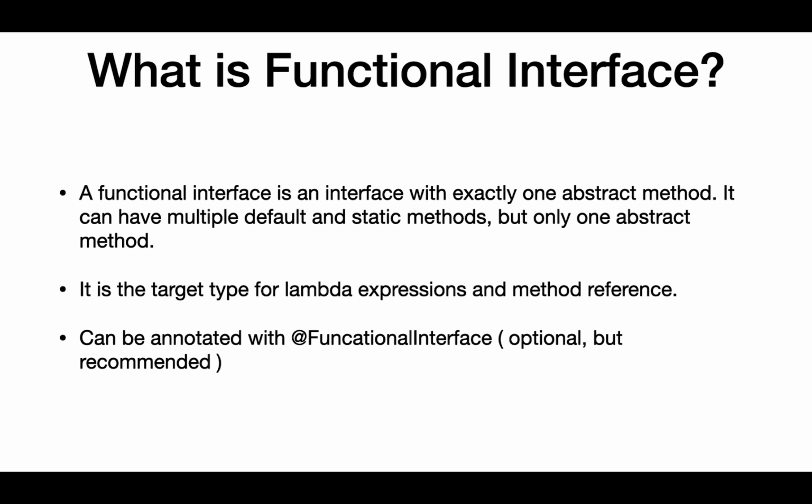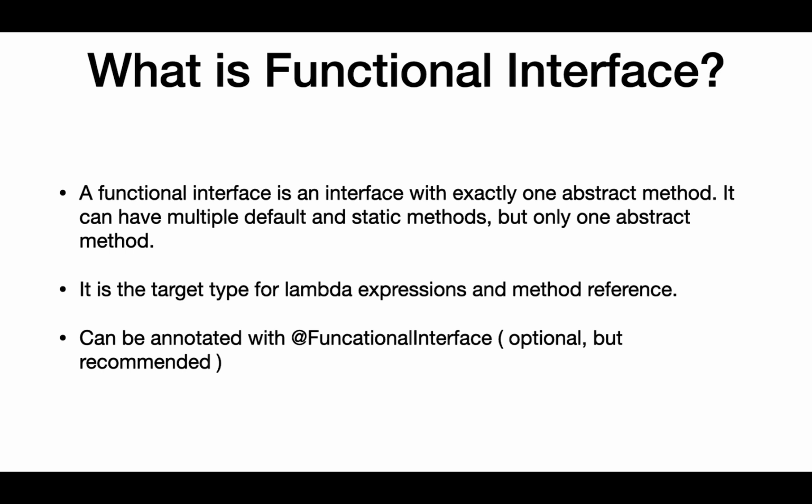And what is the second point? It can have multiple default and static methods but only one abstract method. So this is the rule of a functional interface. The second point is that it is the target type for Lambda expressions and method references. So if you want to use a Lambda expression or a method reference, you should have a functional interface. The third point is that it can be annotated with @FunctionalInterface. It is an optional tag but it is recommended, and we'll see why it is recommended also.